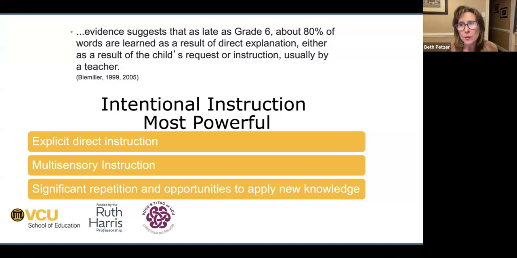But wait, there's more. Did you know that if you want to really connect word learning to long-term memory, you must join a new vocabulary word's meaning to its phonology and spelling? I'd love to be able to see thumbs up if you've heard this before.